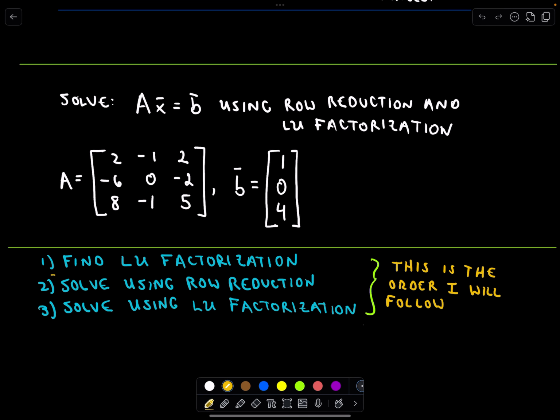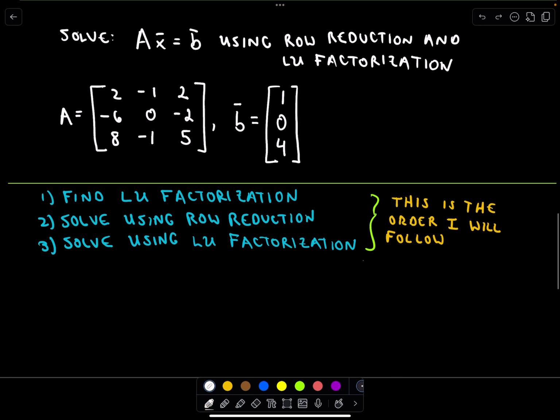We know how to solve this using row reduction, right? We could just hop in here and start doing row reduction. That's one way to go ahead and solve this. So I am going to do that. I'm going to solve it using row reduction, but I'm also going to solve it using an LU factorization. To solve it using an LU factorization, I'm going to find that LU factorization. So let's find that LU factorization now. That'll be our first part.